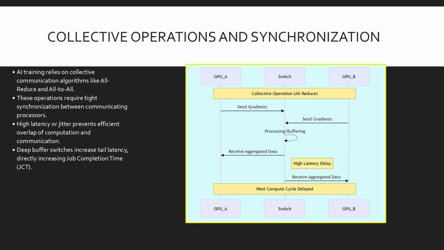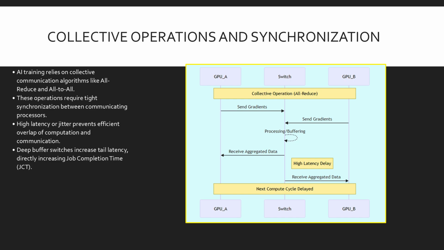Learning frameworks rely heavily on collective communication algorithms, such as all-reduce and all-to-all. These aren't simple point-to-point transfers. They involve complex data patterns where every GPU shares data with every other GPU. This requires tight synchronization. If your network has high latency or jitter, you break this synchronization. This prevents the system from efficiently overlapping computation with communication, which is a key optimization technique.